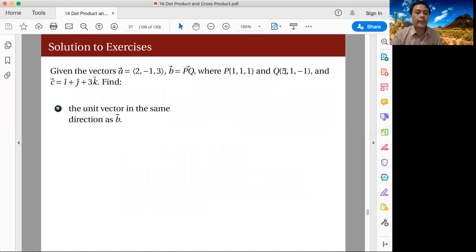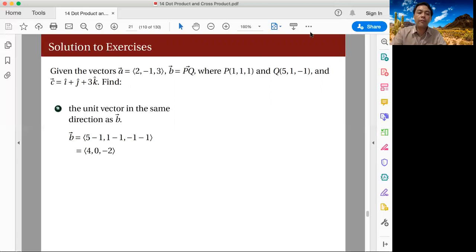So for the first one, given the vectors A and B, where B is PQ, and P is given by these two points, and C is given by this vector also. Find the unit vector in the same direction as B. So what we need to do is first get the vector B. So what is the vector B? It is PQ, where Q is the head and P is the tail.